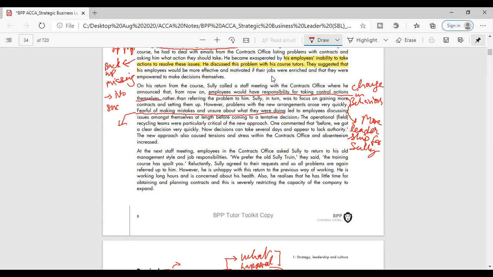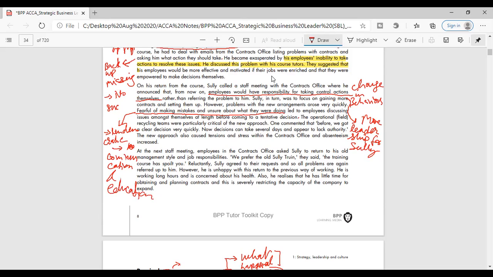So what does this reflect? Again, a very undemocratic style, with employees fearful of making mistakes and unsure about what they were doing. So the situation was still undemocratic. There was no guidance from the leader on what to do. Yeah, so we have seen this in one of the suggestions earlier. Communication is important. Communication and education, right?